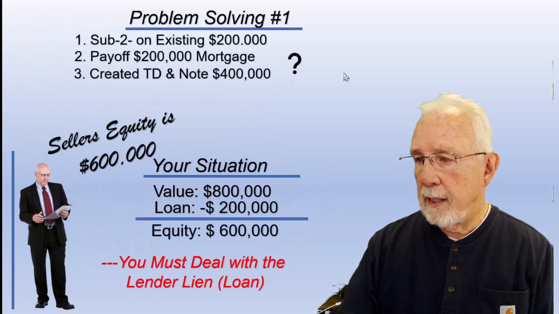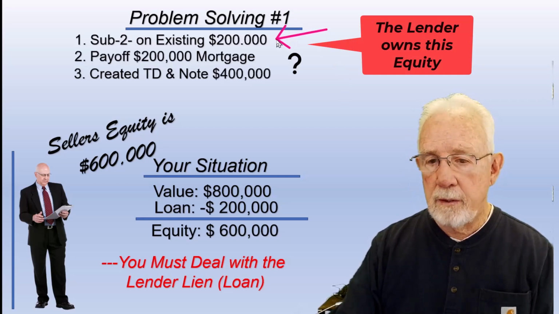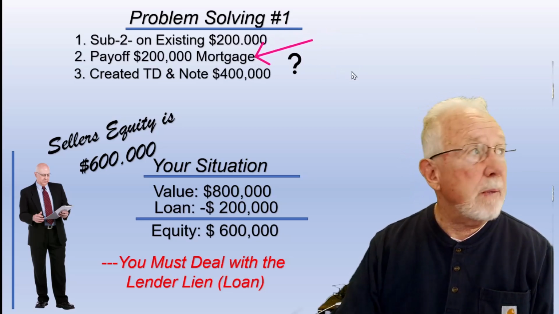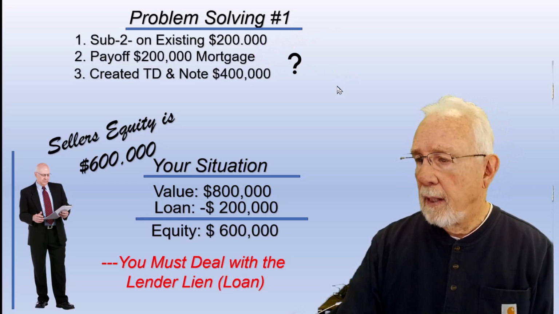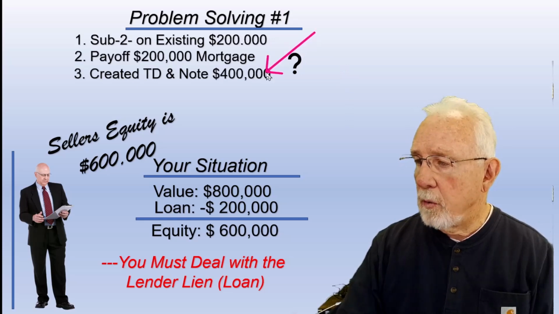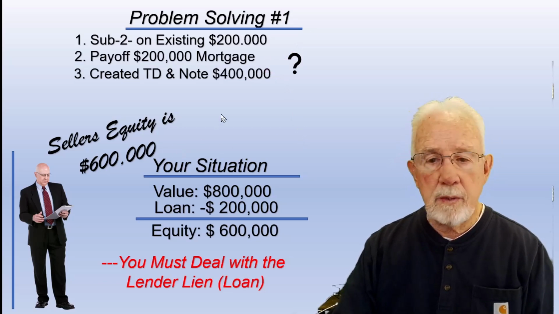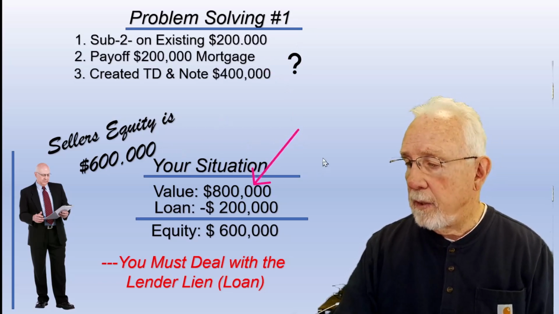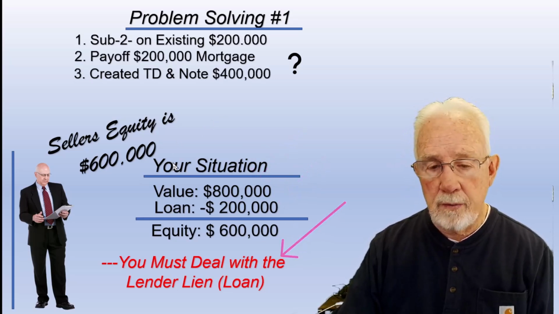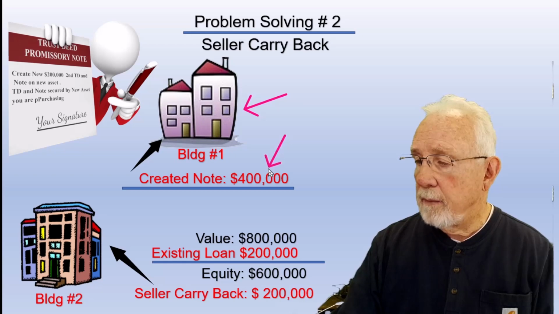So here's how that looks. Now on this subject 2, there's $200,000 that the lender has, and they're in first position. You could take that $200,000 mortgage and pay it off if you had the cash. Perhaps we don't have the cash. If we don't, we'll use another strategy. But we're going to create a $400,000 note against our property. So your situation is on the other building, it's for $800,000, a loan of $200,000, and we have to deal with this lender loan in some way or another. So here's what we're going to do. We're going to create a note against our building for $400,000.